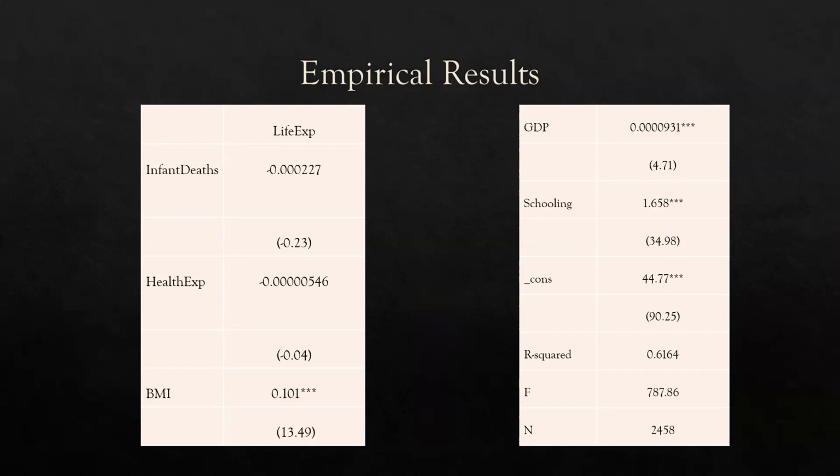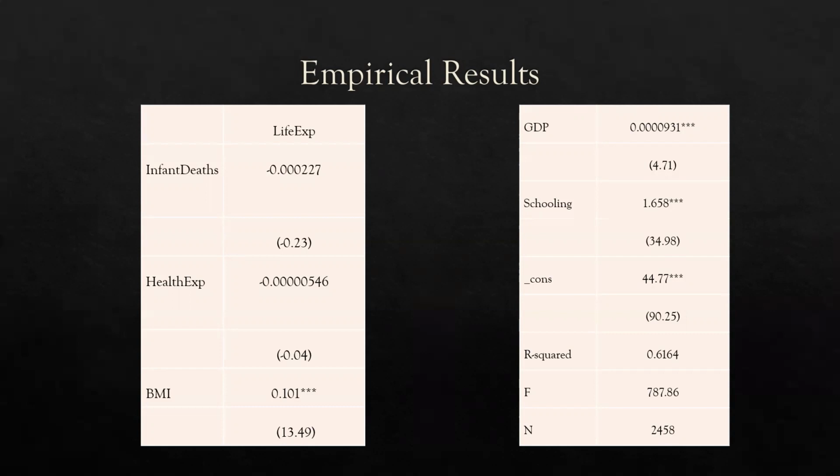The next one is health expenditure. This one actually has a negative regression coefficient compared to the positive correlation coefficient. This one is negative 0.0000546, significant at no levels. Basically what this means is if the health expenditure goes up by 1, the life expectancy decreases by that amount, which is very, very insignificant.